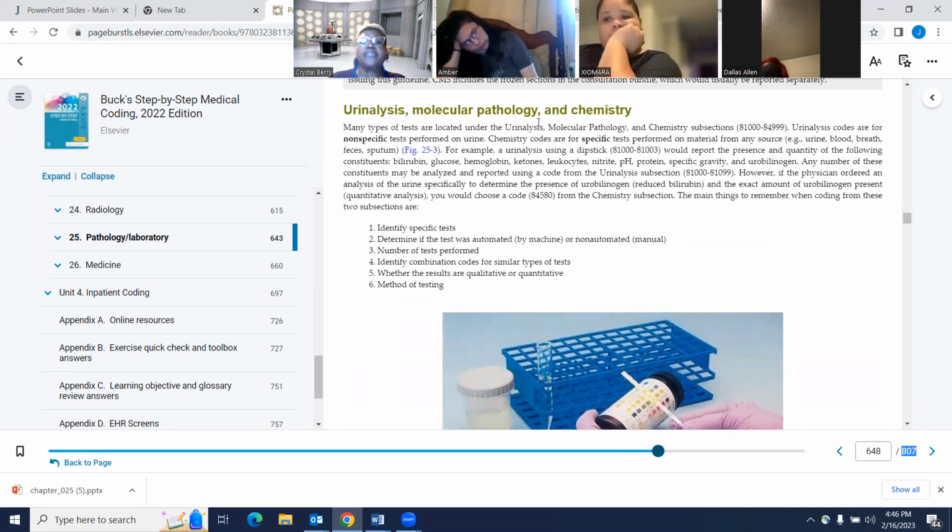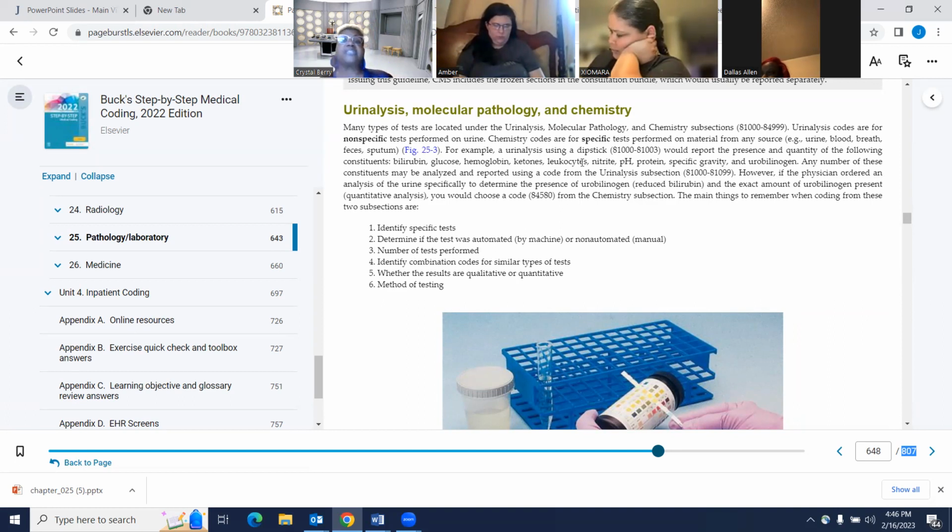Urinalysis, molecular pathology, and chemistry. Many types of tests are located under urinalysis, molecular pathology, and chemistry subsections. 81002, this is a long range, to 84999. Urinalysis codes are for non-specific tests performed on urine. Chemistry codes are for specific tests performed on material from any source. Example, urine, blood, breath, feces, sputum. For example, a urinalysis using a dipstick, this is what I was telling you all earlier.